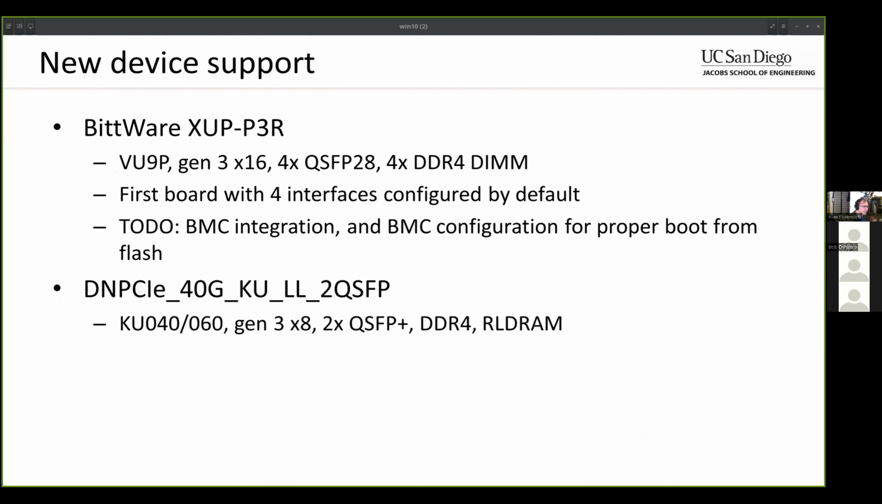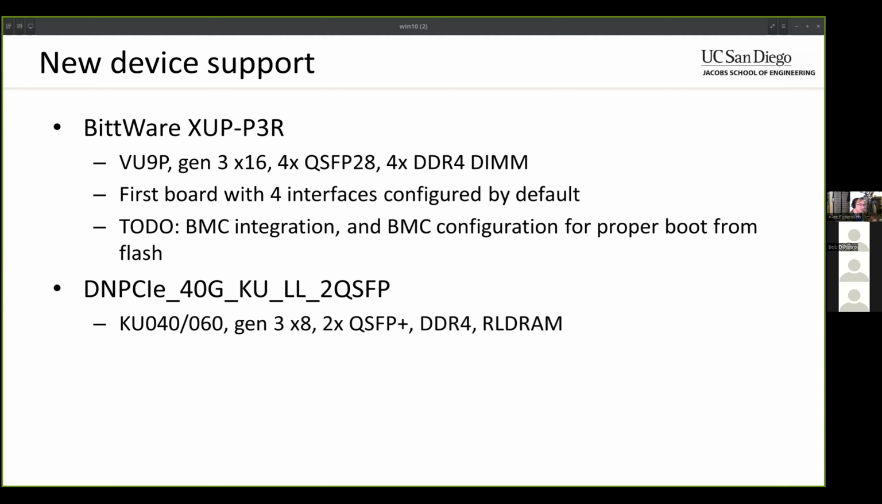All right, so new device support. I added support for two more boards, the Bitware XUP P3R and this Dini Group board. So the Bitware board, this one is somewhat similar to the VCU 1525, similar form factor, same FPGA, four independent memory channels. But the interesting thing is it has four QSFP28s instead of two. So this is the first board in the repository effectively that is configured with four interfaces by default instead of two. And seems to work just fine, 10G, 25G, and 100G.